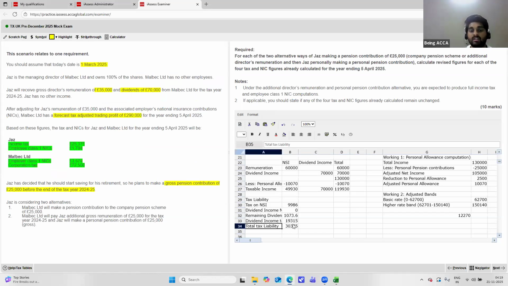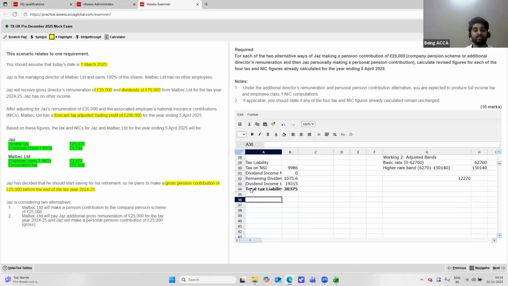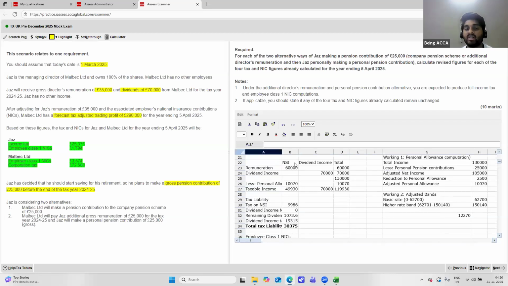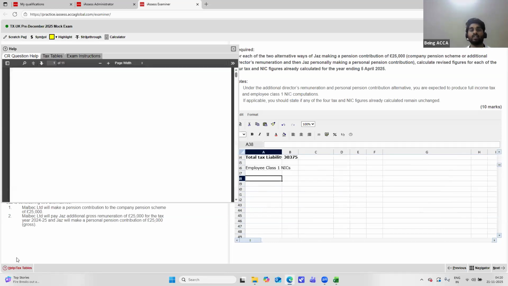Now, this is the income tax liability that we have calculated. Next, we can move on to the next part of it, that is employee class 1 NICs. How do we calculate the employee class 1 NICs? Employee class 1 NICs are again based on the employment income. They are not based on the taxable income, but on this figure of 60,000. So earlier when the employee's income was only 35,000, the employee class 1 NICs was 1794. But now the remuneration has increased to 60,000. So how do we calculate the class 1 NICs?